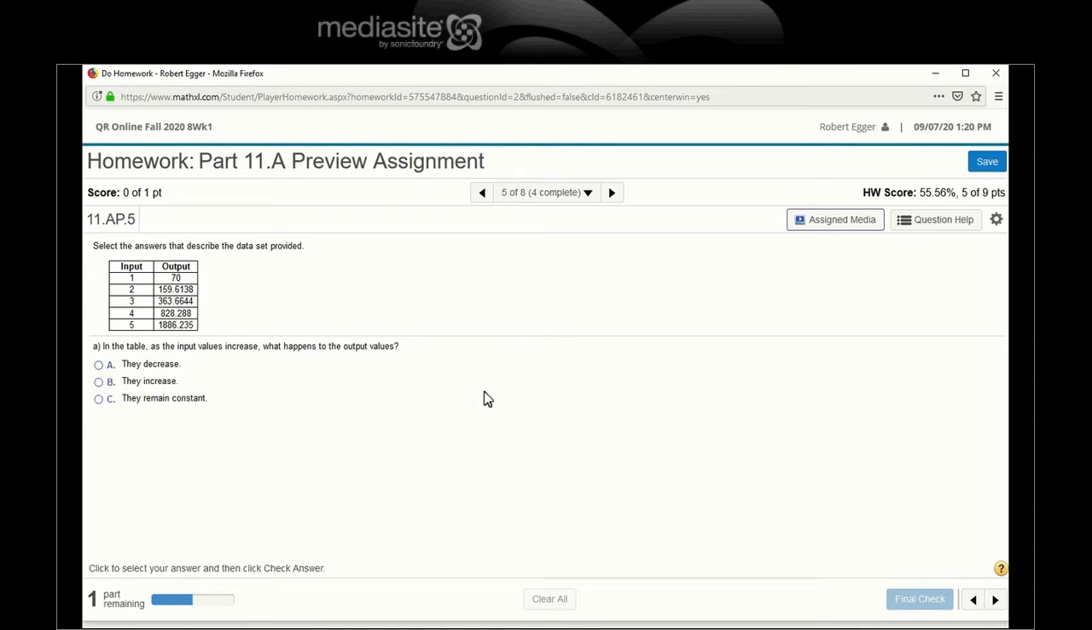Let's see. Change by 1 in x. Ooh. In the table, as the x increases, what happens to the output? The output is increasing because 159 is bigger than 70, 363 is bigger than 159, 828 is bigger than 363, and 1886 is bigger than 828. Oops, they're increasing.